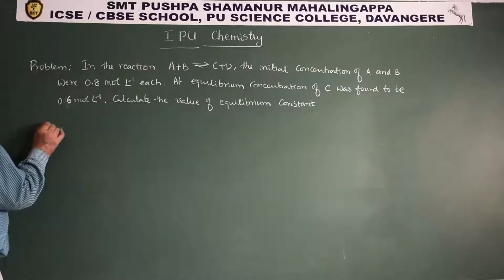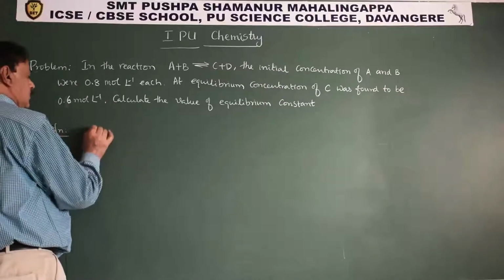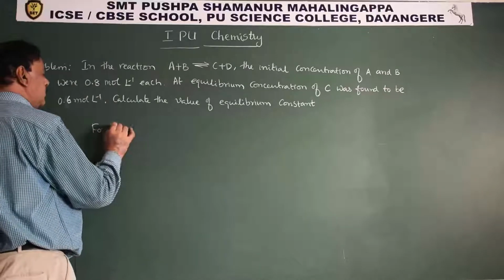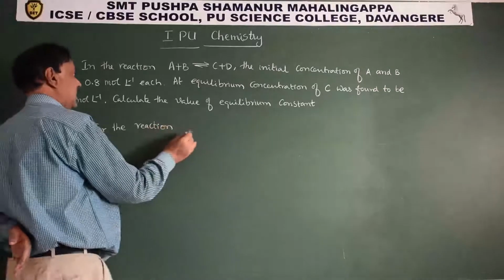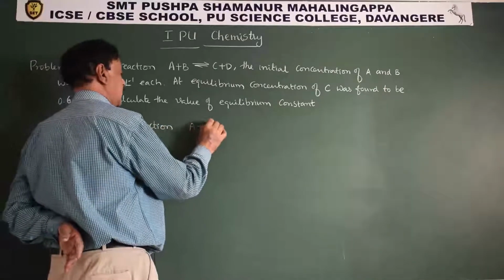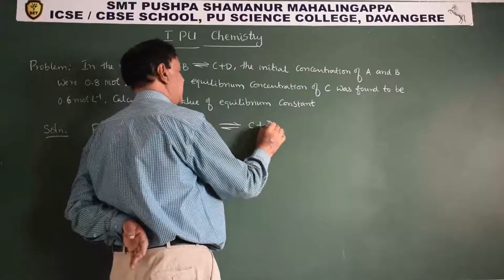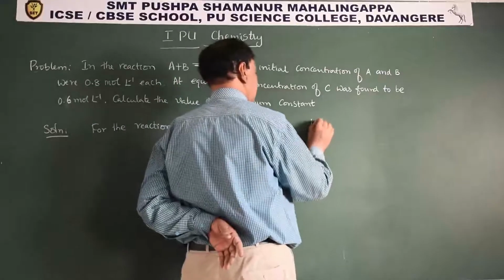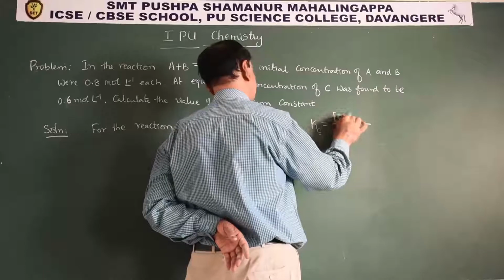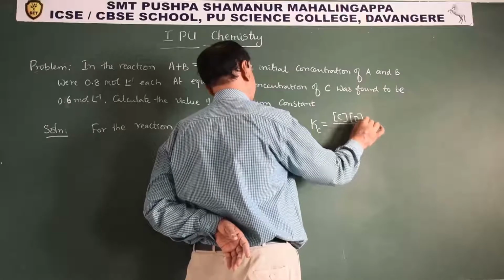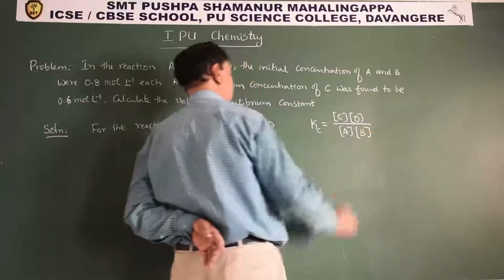Solution. For the reaction A plus B equilibrium with C plus D, Kc is given by the molar concentration of C into the molar concentration of D, divided by the molar concentration of A into the molar concentration of B.